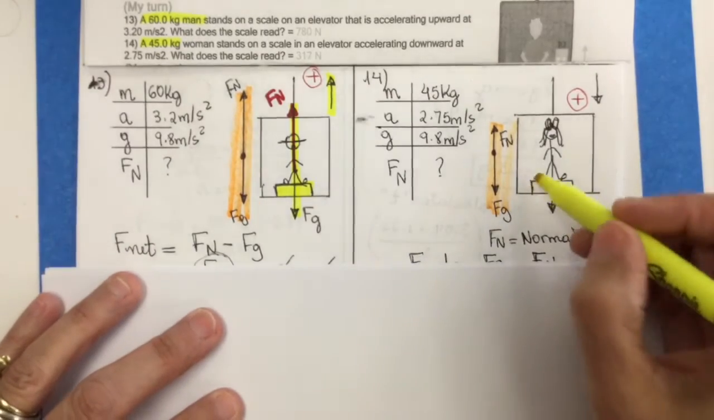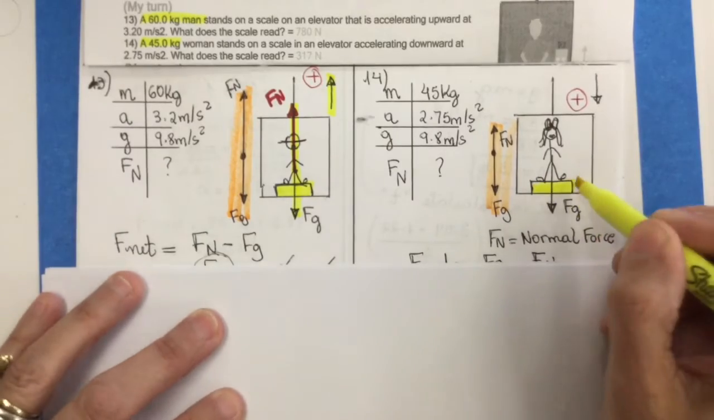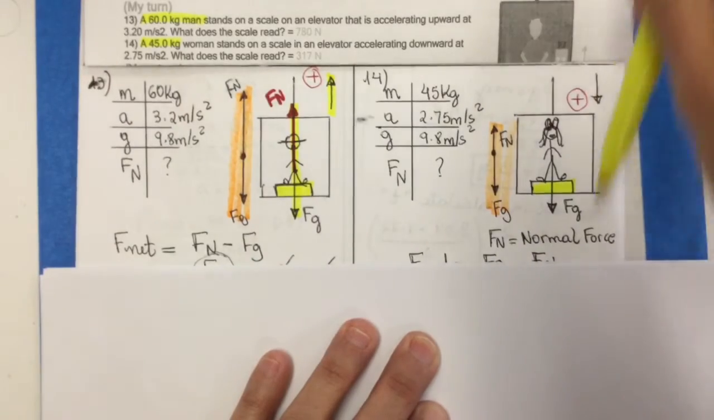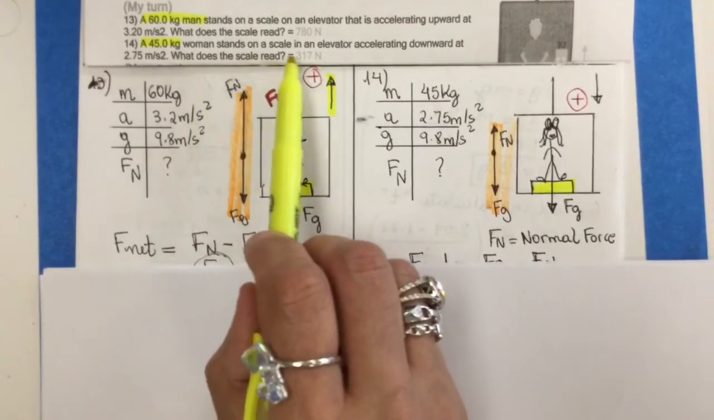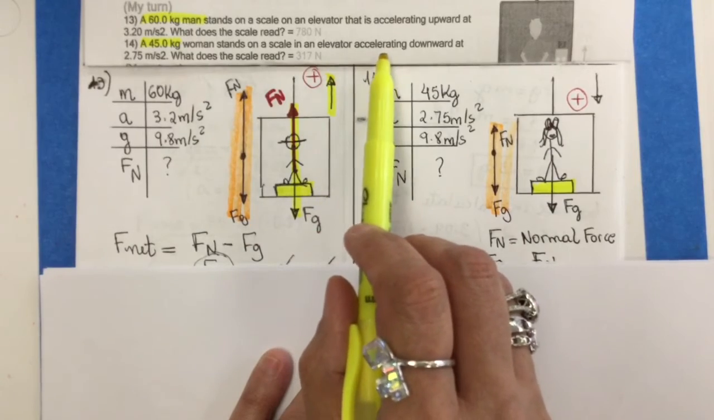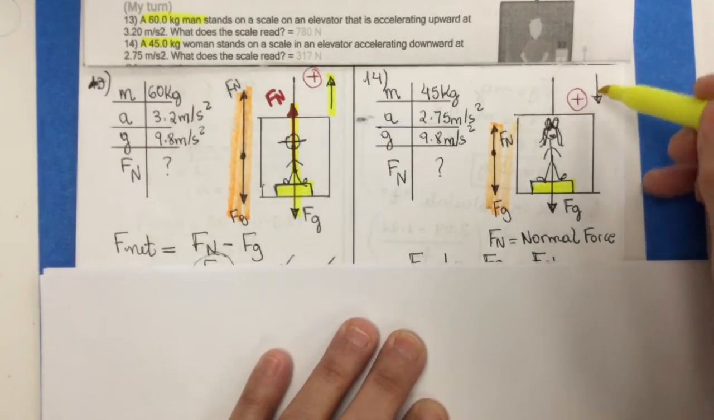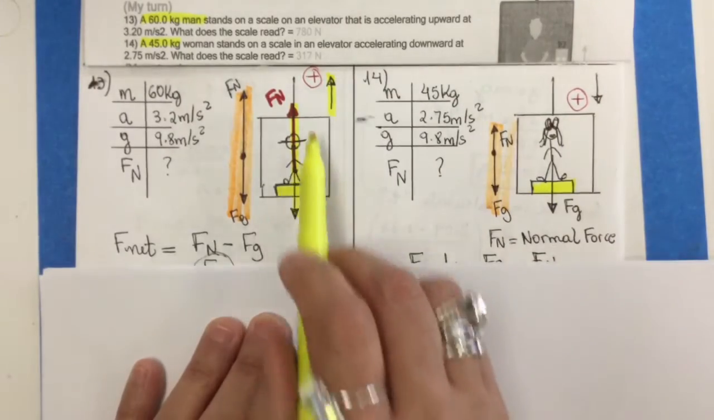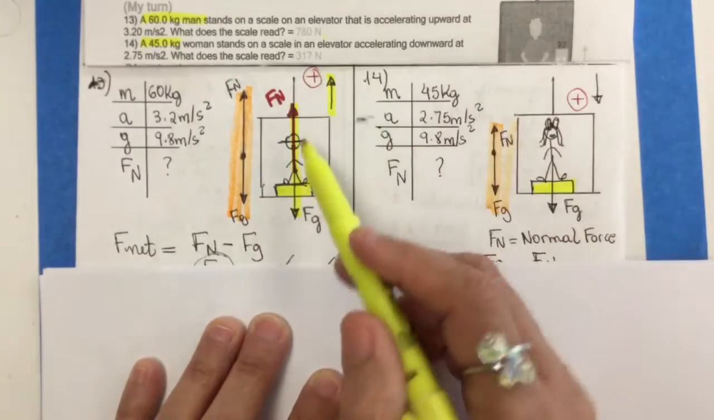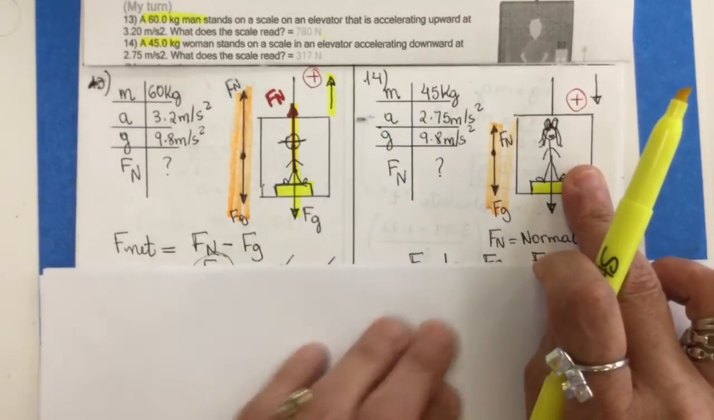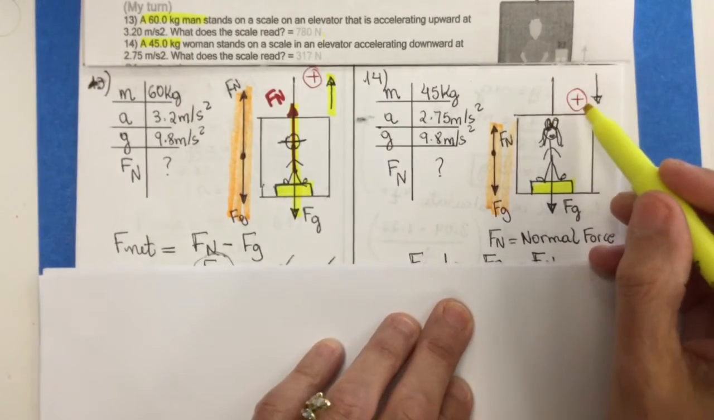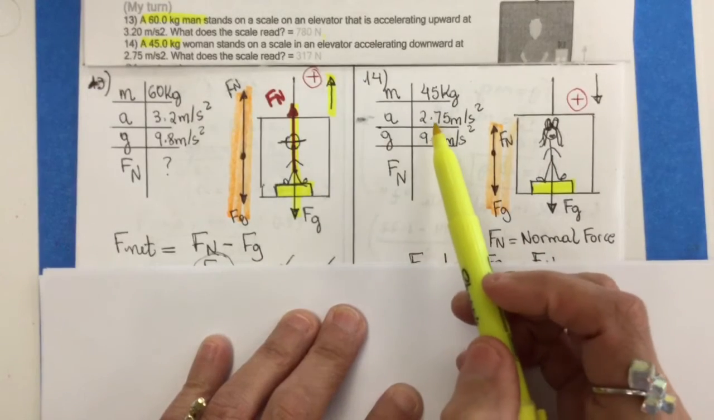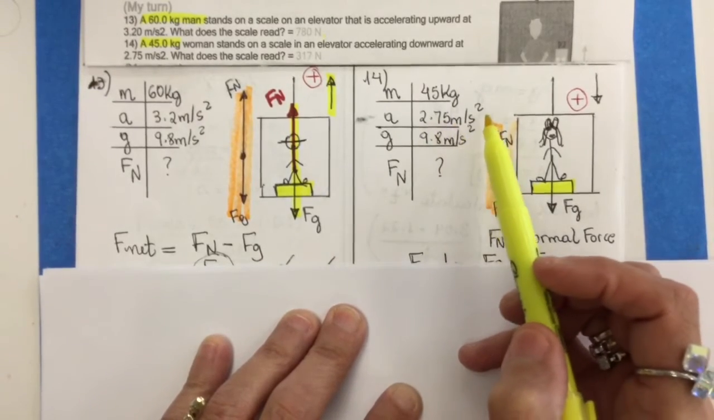stands on the scale, just like the man is doing, but this time the elevator is going downward. So here, the woman stands on a scale in an elevator accelerating downward. That is the reference. Now, downward here is positive, because that's the direction of the motion. The direction of the motion now is downward, so that is our positive. You see the change? The acceleration downward is 2.75 meters per second squared.